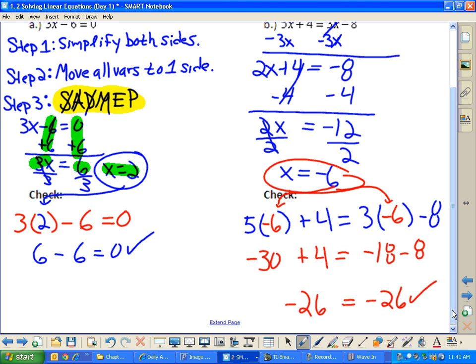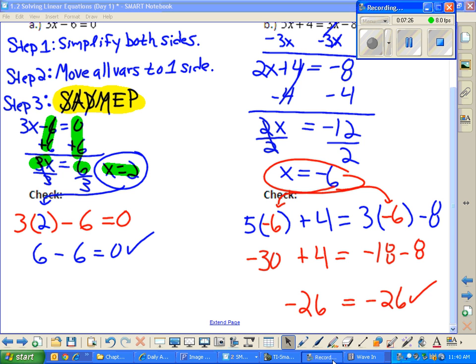Okay, so you can go ahead and flip that page. There's 2 problems for you to try on your own to make sure you understand our 3-step approach for solving for x. So I'm going to go ahead and check off a couple more homework assignments.